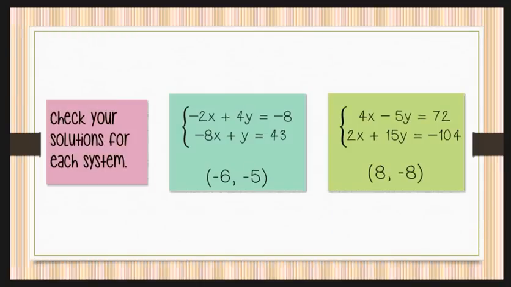Okay, let's see how you did. So for the first system, negative 2x plus 4y equals negative 8 and negative 8x plus y equals 43. You should have gotten the solution negative 6, negative 5. And for the second system, 4x minus 5y equals 72, and 2x plus 15y equals negative 104. You should have gotten the solution 8, negative 8.